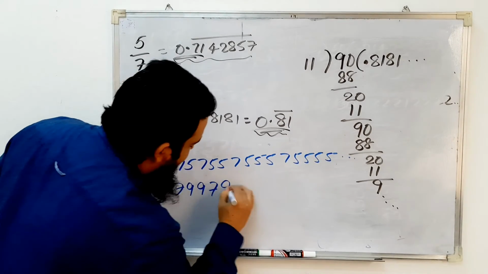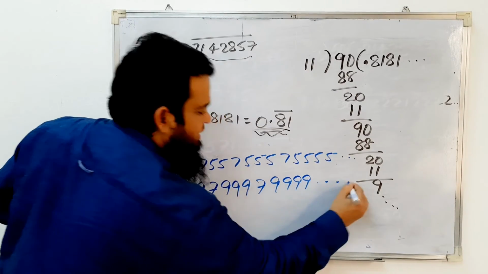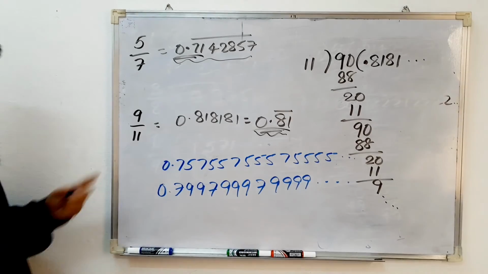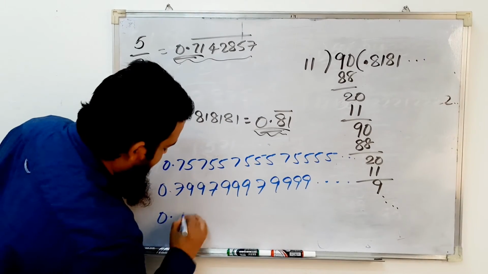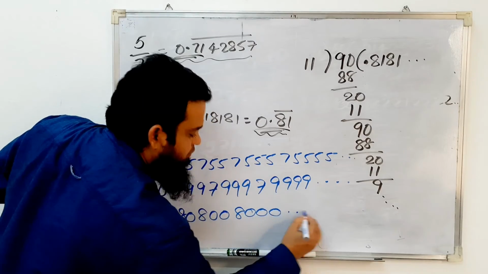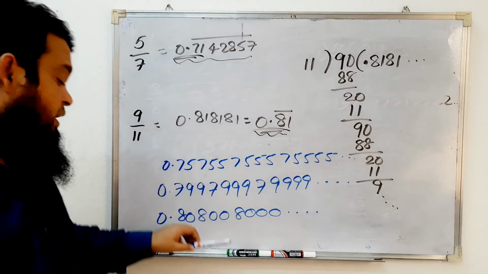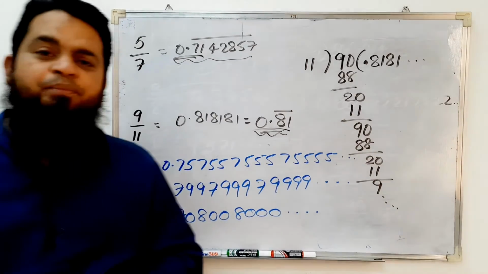Okay, and the next one, 0.799, 0.7999, 0.79999. That means no pattern is repeating. We have to make sure. Then 0.80, 0.800, 0.8000, and so on. Okay, these 3 are the irrational numbers which we found.